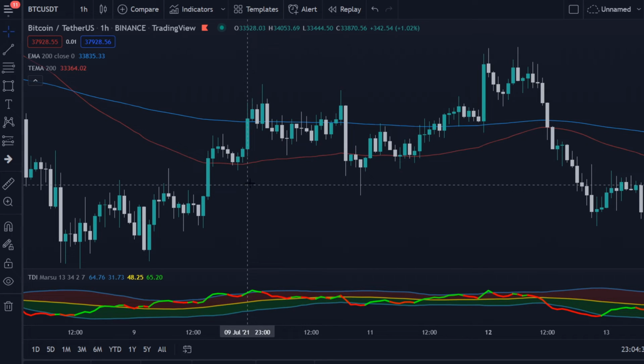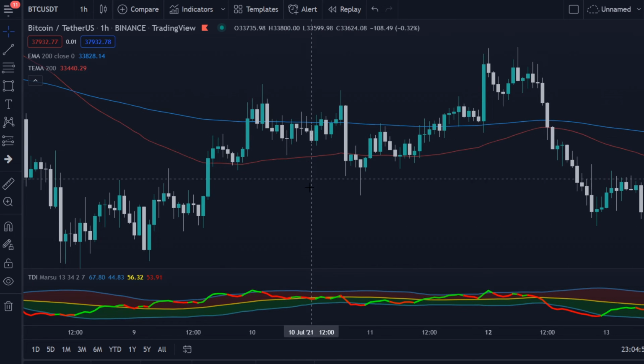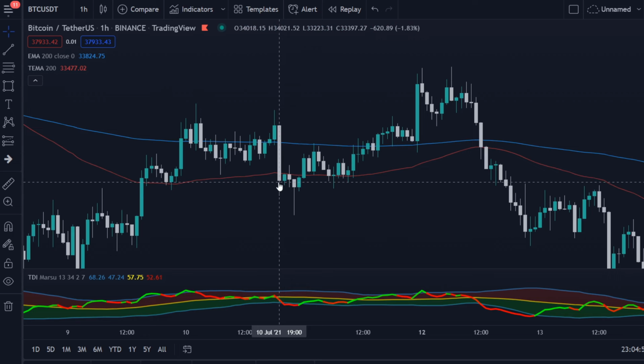By the way, we also see over here that because it didn't cross below this TMA line, it went to the upside, and then we see another TDI situation over here. The RSI is above the blue band and then it crossed the blue band back again. So basically we have two situations over here. But let's go back to this example.